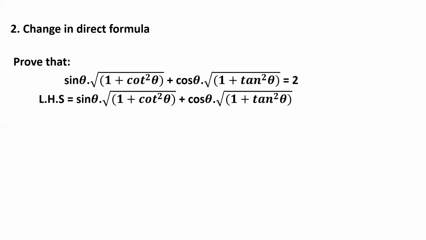Now here we have taken the LHS, right? Now remember, 1 plus cot square theta we can change directly into the formula. So what we can do is sine theta root under cosec square theta, right?